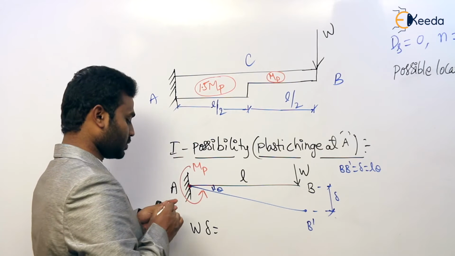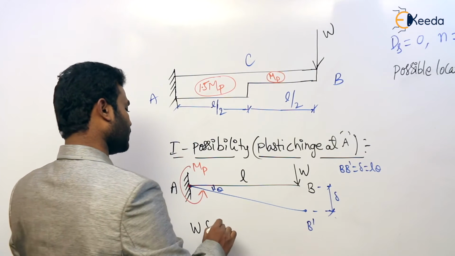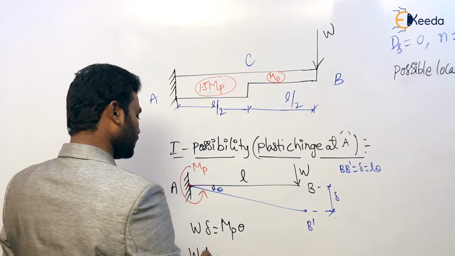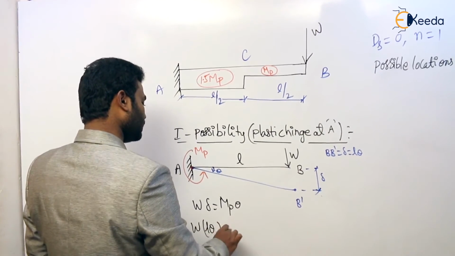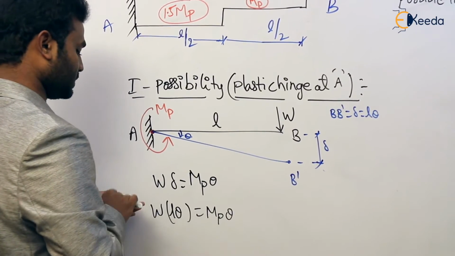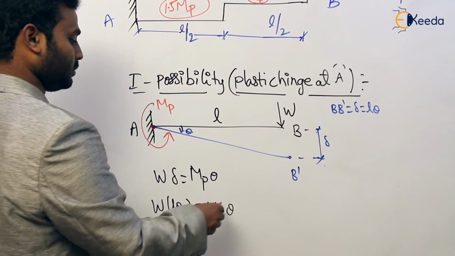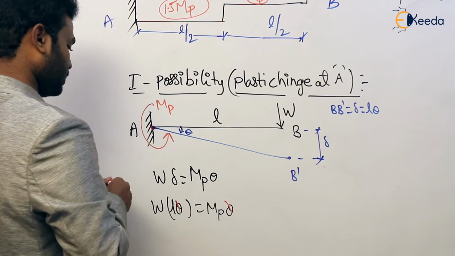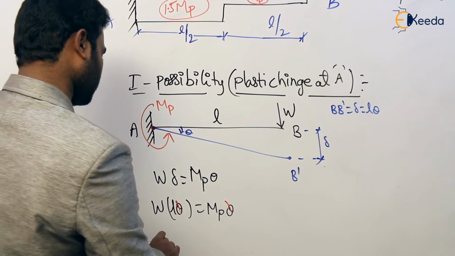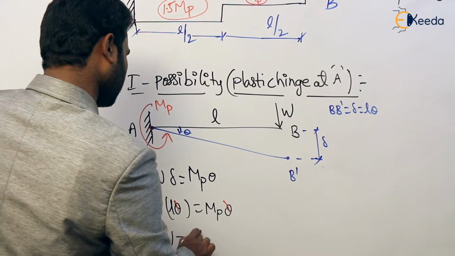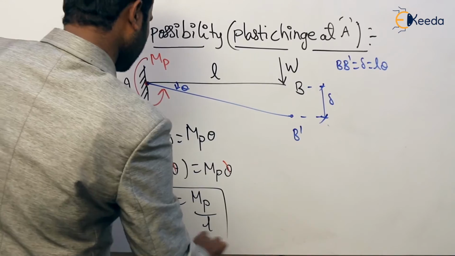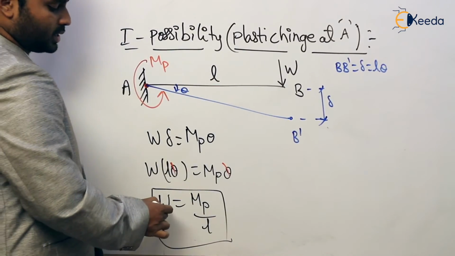So this is Mp into theta. Now W, delta is L theta, and it is Mp theta. So now theta will get cancelled. So how much is the W collapse load? Mp by L. So in this possibility, the collapse load is Mp by L.